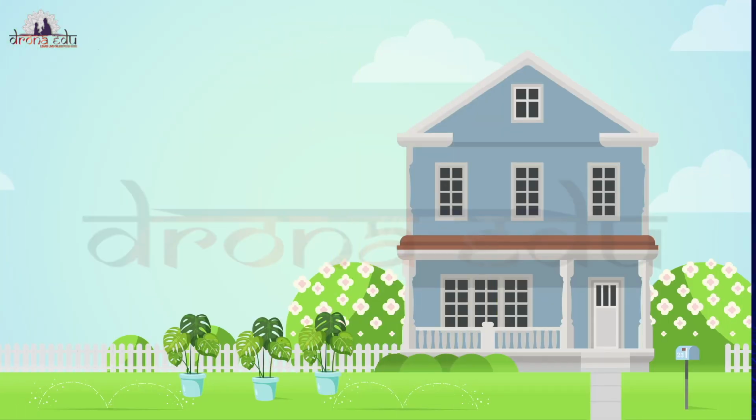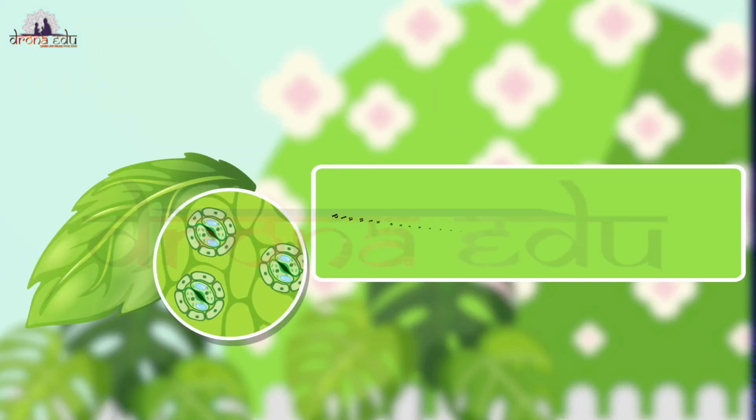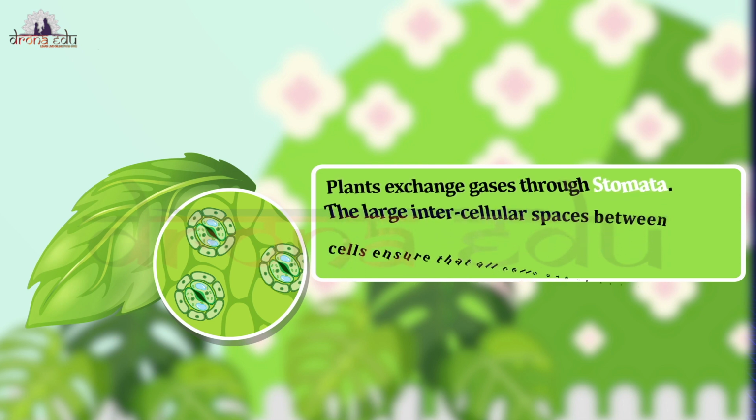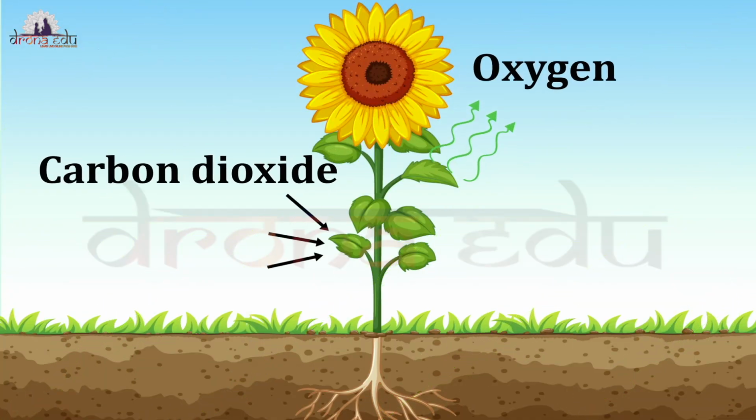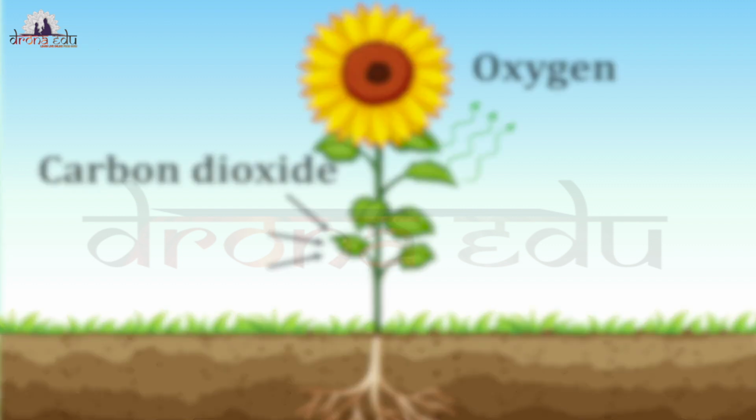Since the aerobic respiration pathway depends on oxygen, aerobic organisms need to ensure that there is sufficient intake of oxygen. As already discussed earlier, plants exchange gases through stomata. The large intercellular space between cells ensures that all cells are in contact with air. Carbon dioxide and oxygen are exchanged by diffusion.